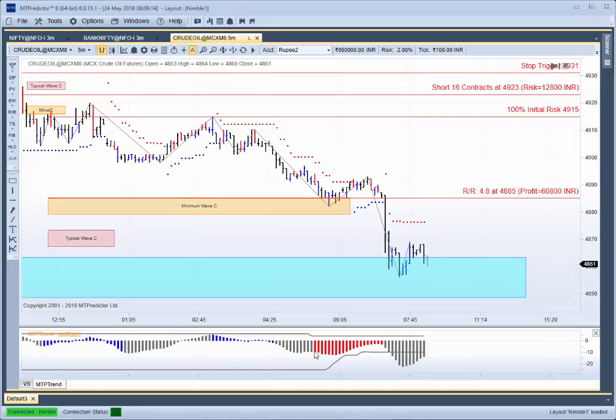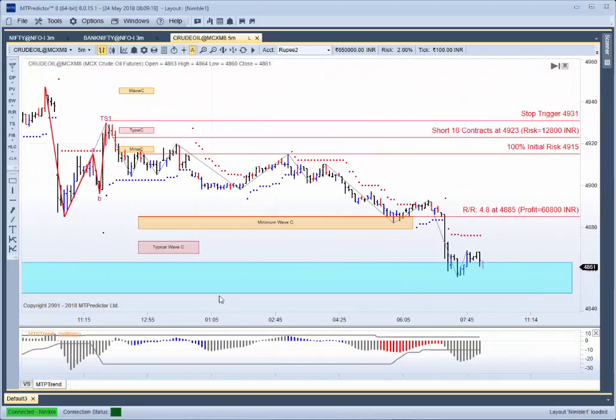As you can see, the large degree trend is deemed to still be down at this particular point. So either way, it's a good trade on MTPredictor 8, which is what we've got here, using data from Global Data Feeds on a 5-minute chart of crude oil.